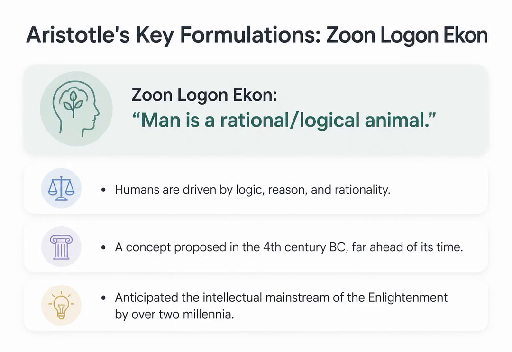His second formulation was zoon logon echon, meaning man is a rational or logical animal, driven fundamentally by reason. This was an incredibly profound insight for the 4th century BC. Aristotle was arguing that human behavior could be understood through logic, an idea that was vastly ahead of its time. In fact, this specific concept wouldn't become the intellectual mainstream until the Enlightenment, more than 2,000 years later.